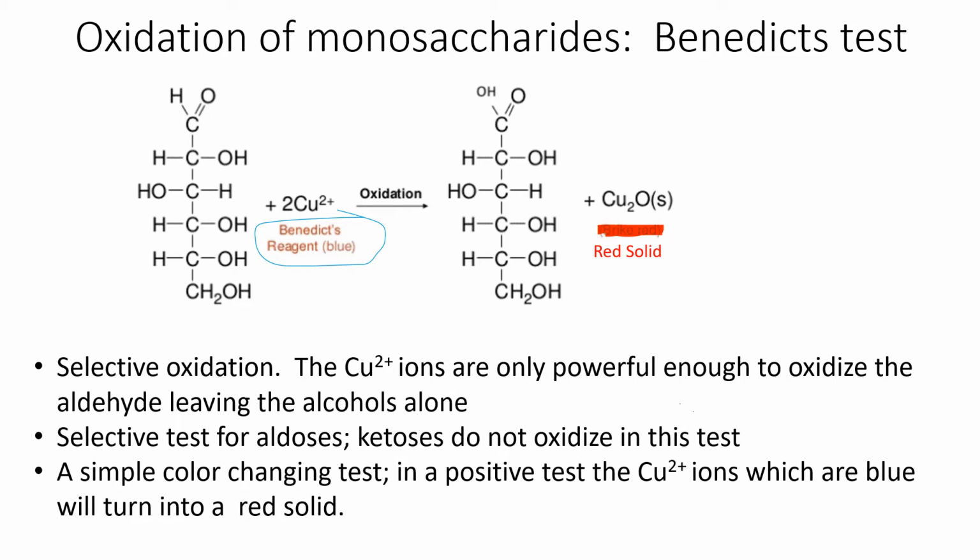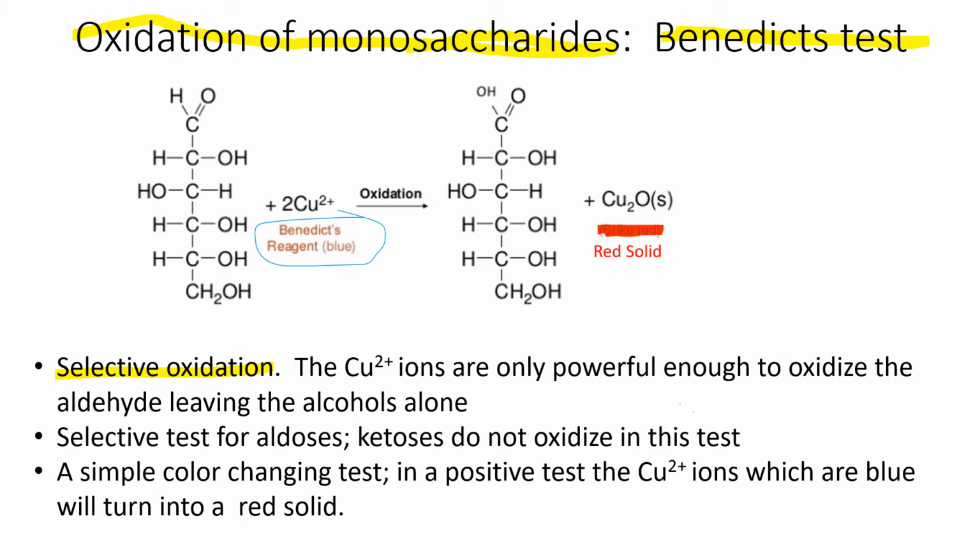There's one key reaction that we want to do for our monosaccharides, and that's an oxidation reaction. So it's the oxidation of monosaccharides. This is sometimes called Benedict's test or using Benedict's reagent. Now there are some key things that happen in this. This is very, very selective. So this is a selective oxidation.